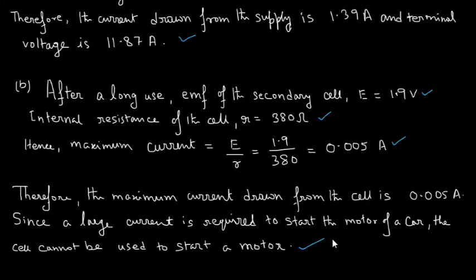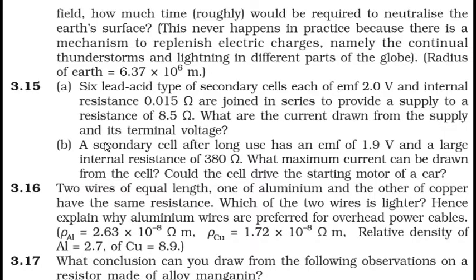Let us move to the next sum. Now we'll see problem 3.16. Two wires of equal length, one of aluminium and other of copper, have the same resistance. Which of the two wires is lighter? Hence explain why aluminium wires are preferred for overhead power cables.